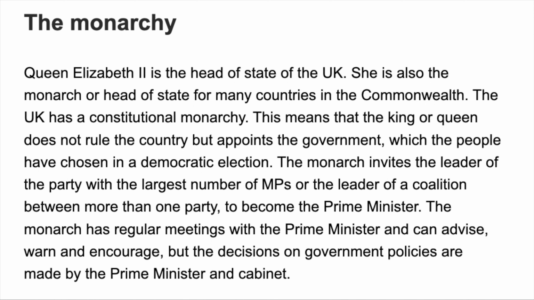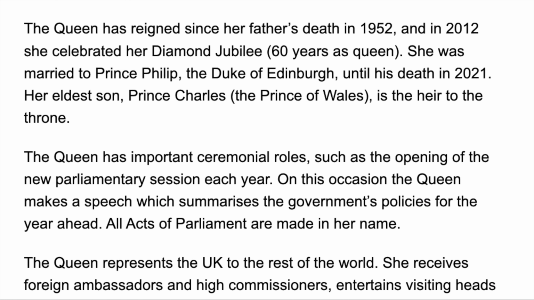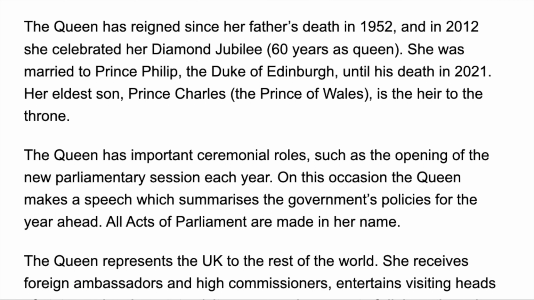But the decisions on government policies are made by the prime minister and cabinet. The Queen has reigned since her father's death in 1952, and in 2012 she celebrated her Diamond Jubilee, 60 years as Queen. She was married to Prince Philip, the Duke of Edinburgh, until his death in 2021. Her eldest son, Prince Charles, the Prince of Wales, is the heir to the throne.